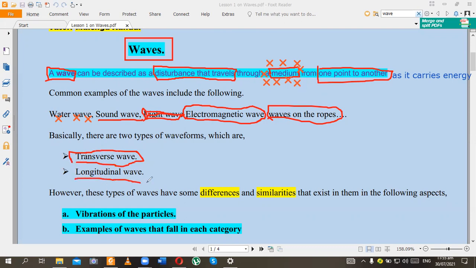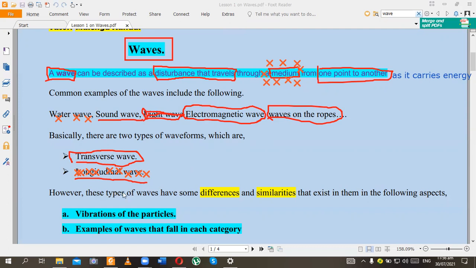But for today, we're never going to talk about the longitudinal. I just wanted to pick one. We'll just look at a transverse wave. The longitudinal will be a subject of another day. So there are two types of waves: transverse waves as well as longitudinal waves.